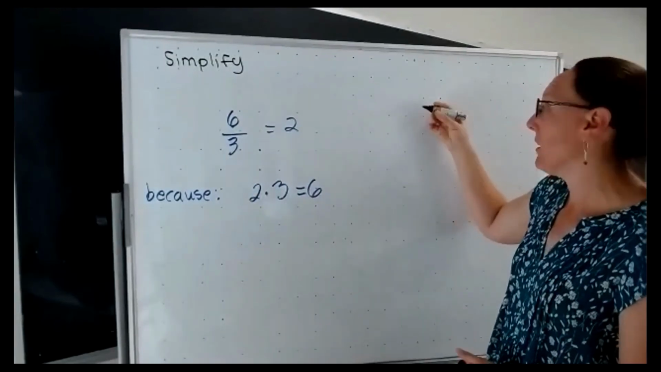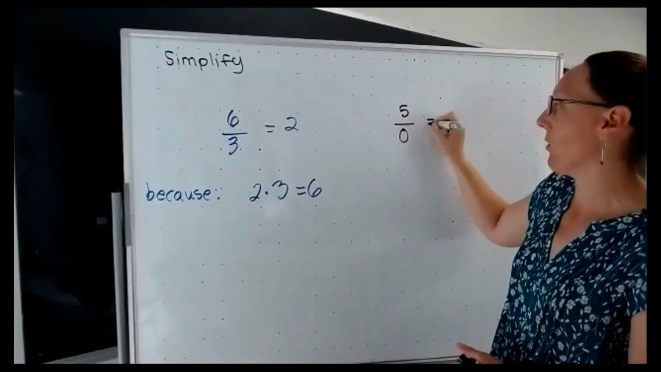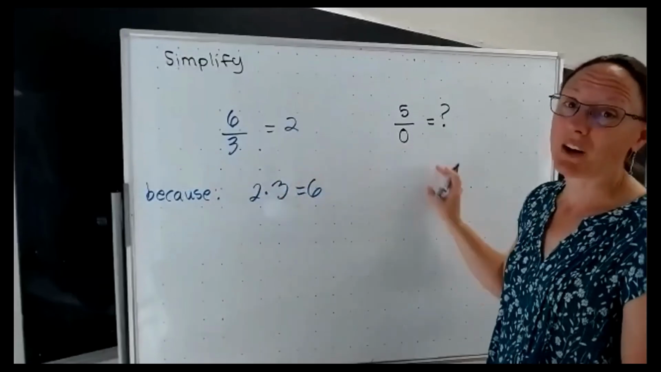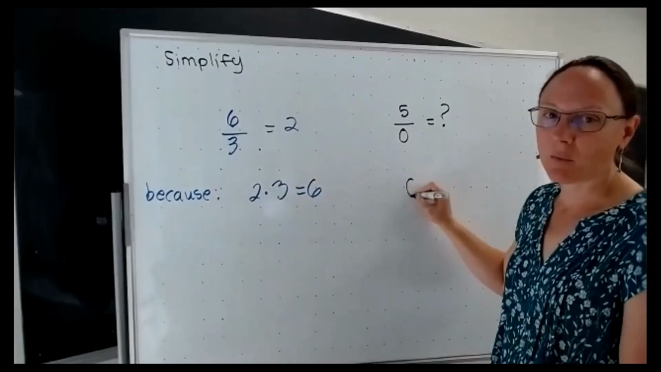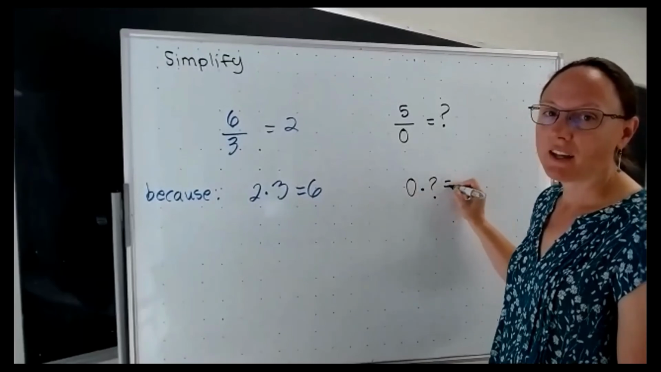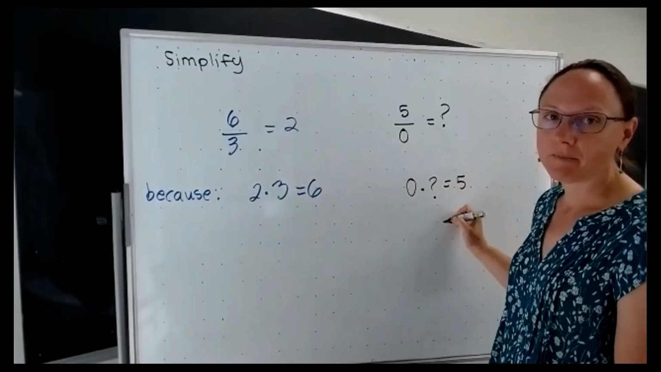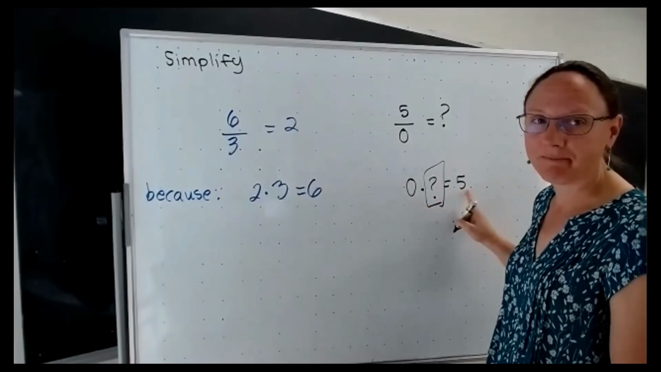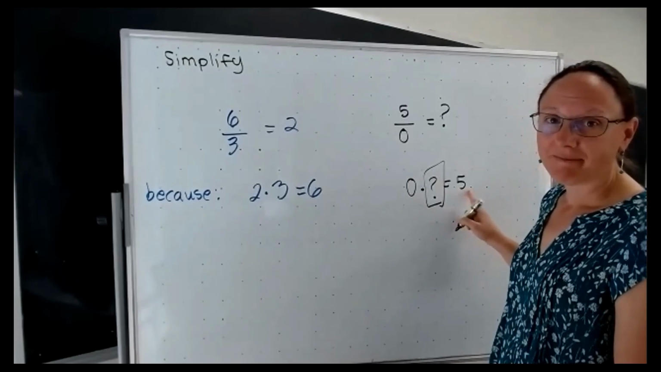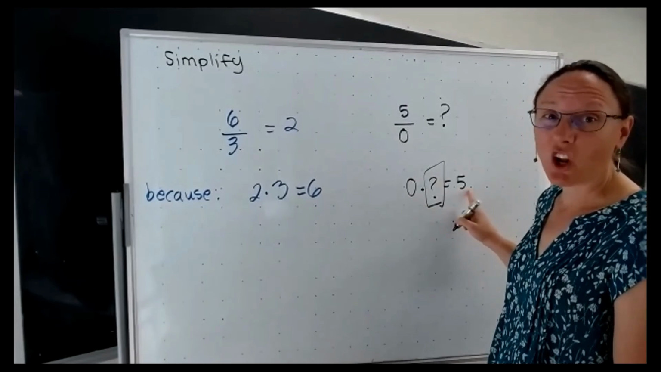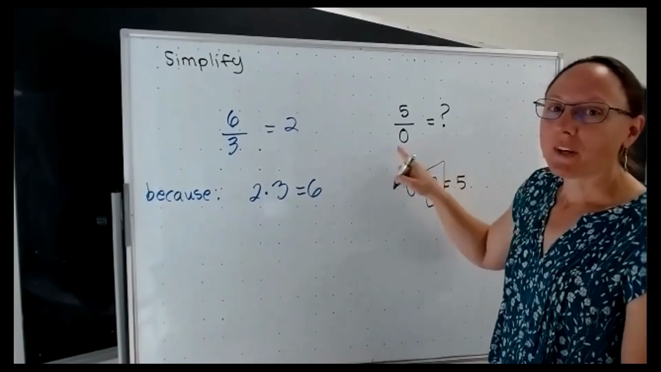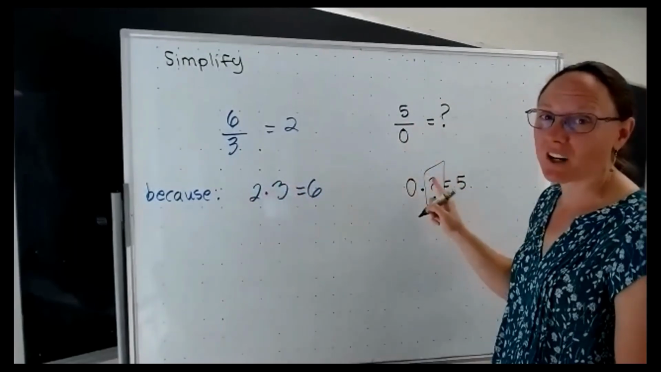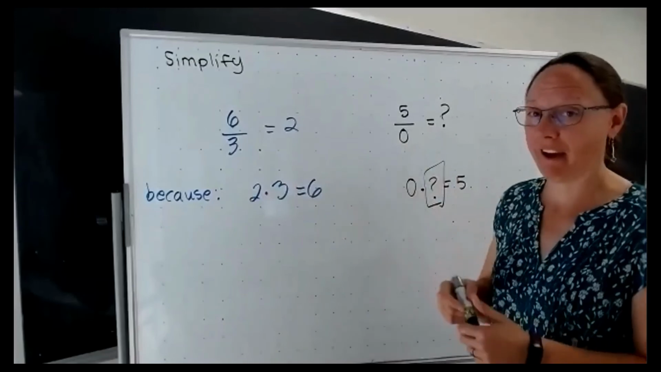So if I had something like 5 divided by 0, and I didn't know what that was equal to, but I tried to write out this same because statement, that because statement would look like 0 times something is equal to 5. Can you think of any number that I can multiply 0 by and get 5? I'm going to go with no. So the reason that I can't divide by 0 is that this because statement doesn't work. It doesn't give us some sort of value.